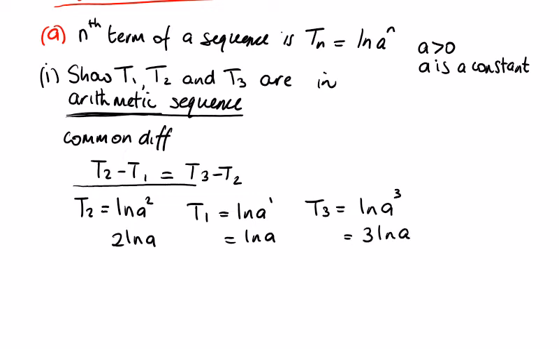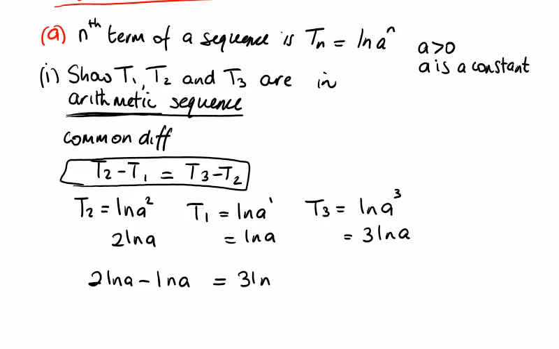So let's fill these into the equation that we've created to show it's true. Term 2, 2 ln a minus ln a, is that equal to 3 ln a, which is term 3, minus term 2, which is 2 ln a? So 2 minus 1 is just ln a, and 3 minus 2 is also just ln a. So QED.